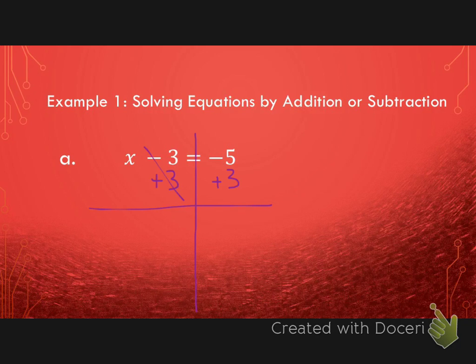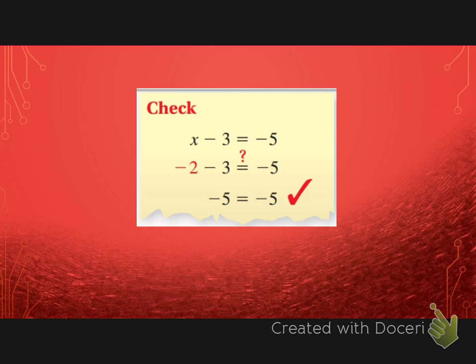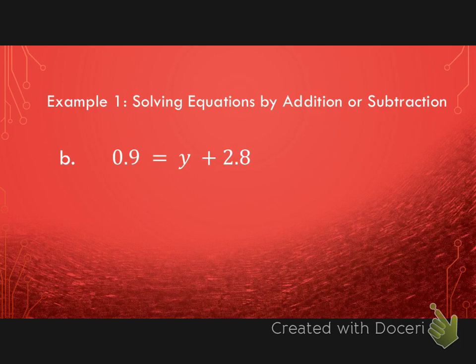By adding 3 to both sides, that cancels this out, and we're left with just x over here. And on this side, we have negative 2. So we have x is equal to negative 2. Now, this is according to the addition property. If we move on here, we can try and check it. It's always good to check it to make sure. All you've got to do is put that negative 2 in. So we've got negative 2 minus 3 equals negative 5. That's the question: are they equal? Well, negative 2 minus 3 is negative 5, so our check is good.